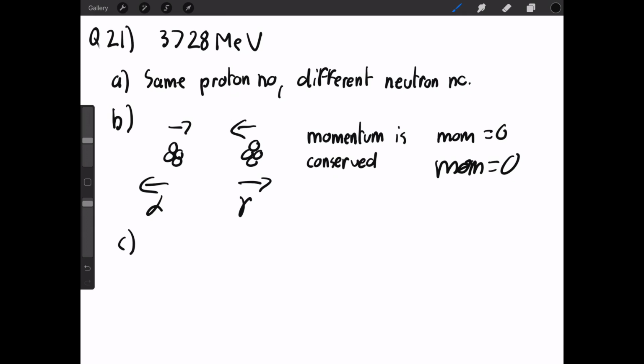Right, part C. Using data from the passage, calculate the maximum frequency of the photons produced in this annihilation. Right, so to calculate the frequency of a photon, it's E equals hf. F is the frequency, h is Planck's constant, and E is the energy, but it's the energy in joules, so we need to remember that. So to work out the maximum energy, before from these 2 nuclei, the normal one and the anti one, we first of all need to work out 2 times this number.